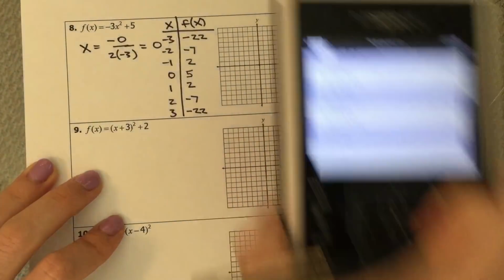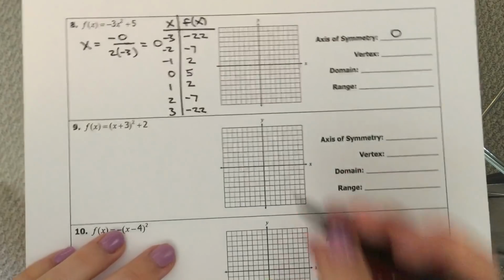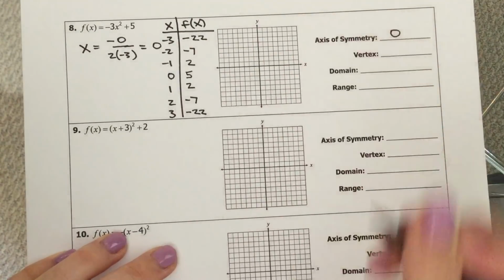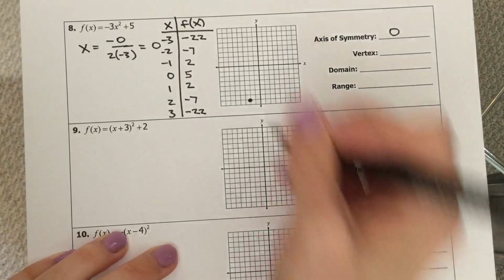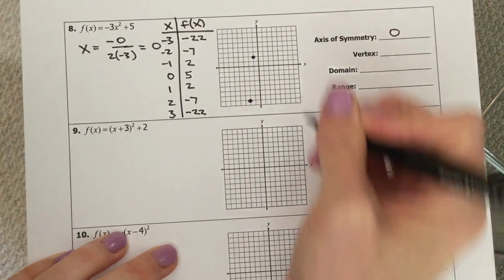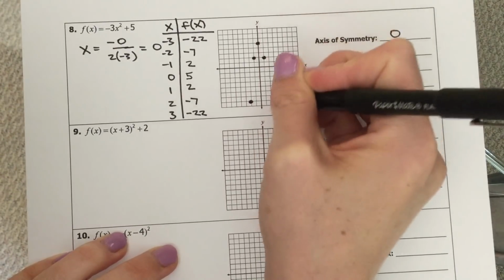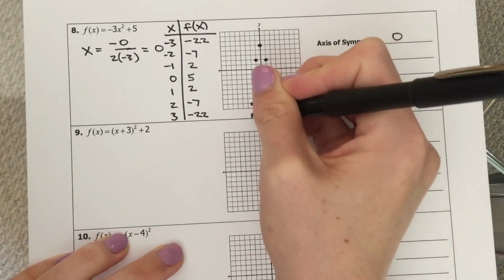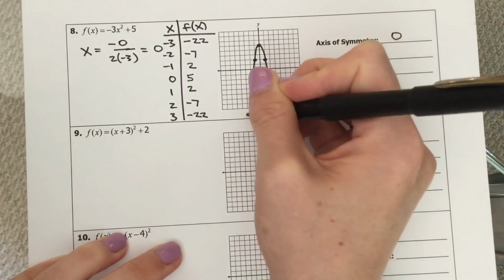So we've got those values. The ones on the end, I'm obviously not going to be able to plot because they're too far outside the range of our graph, but we will still be able to plot the middle ones. So we have negative 3, negative 22, we can't plot, but negative 2, negative 7 is right there, negative 1, 2, 0, 5, and then mirror our points back down the other side. So that is what our parabola looks like, very narrow like that.